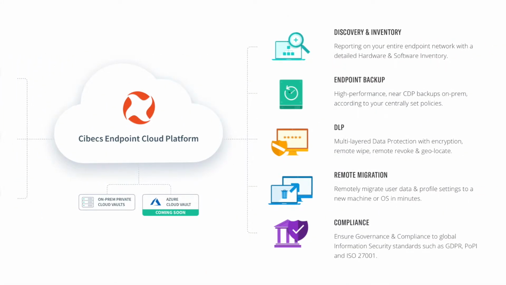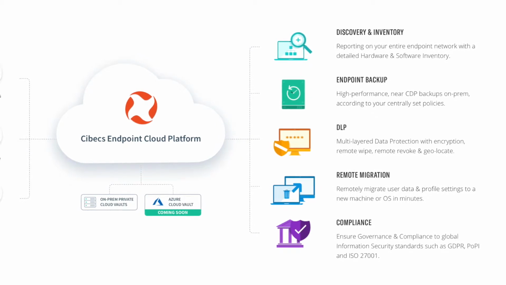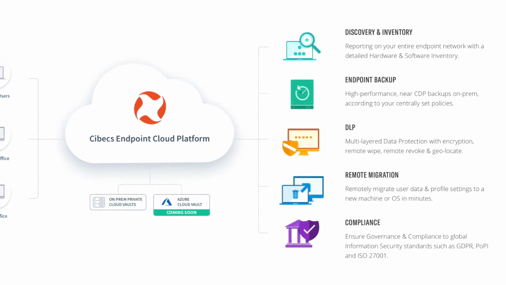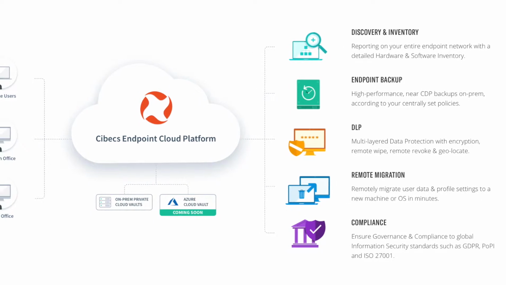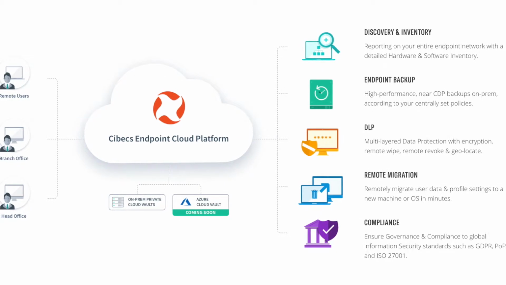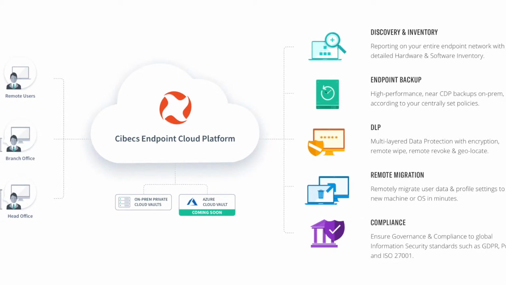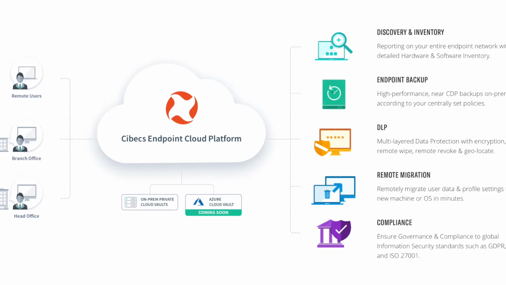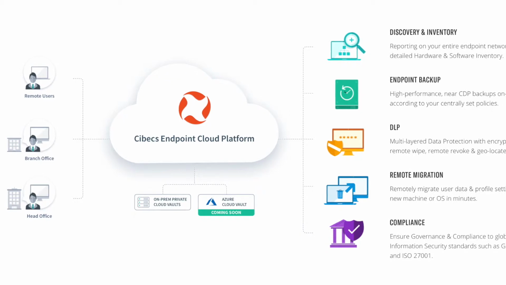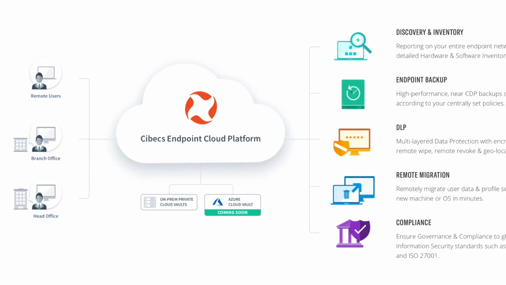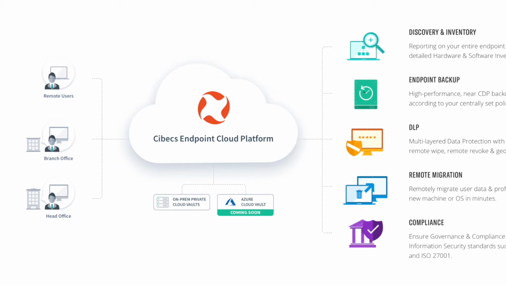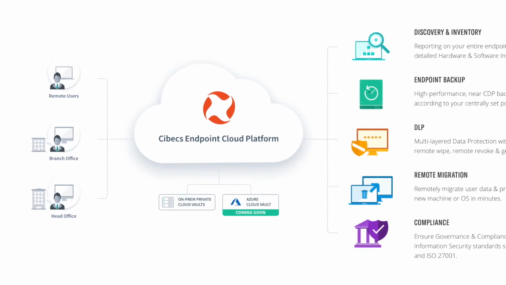Cibecs EndPoint Cloud is a hybrid cloud solution that allows companies to manage business data that is stored on endpoint devices from one central cloud console. EndPoint Cloud uses a policy approach to ensure that business data is found wherever it's located, that it's backed up, it's encrypted, and it can even be geolocated. If necessary, the endpoint cloud can remotely revoke access to data or deep erase the data.